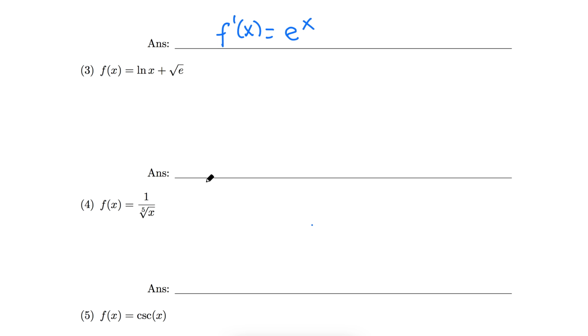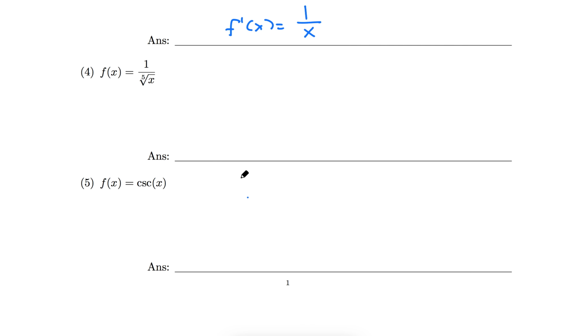Okay, here we're looking for derivative of ln x. We know a formula for this. Derivative of ln x is 1 over x plus derivative of square root of e. E is a constant number. Square root of a constant is again constant. So derivative of a constant number is 0, so we don't have to write.